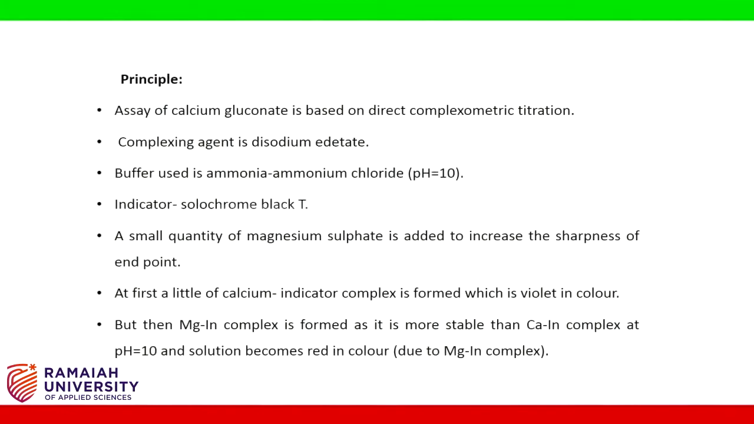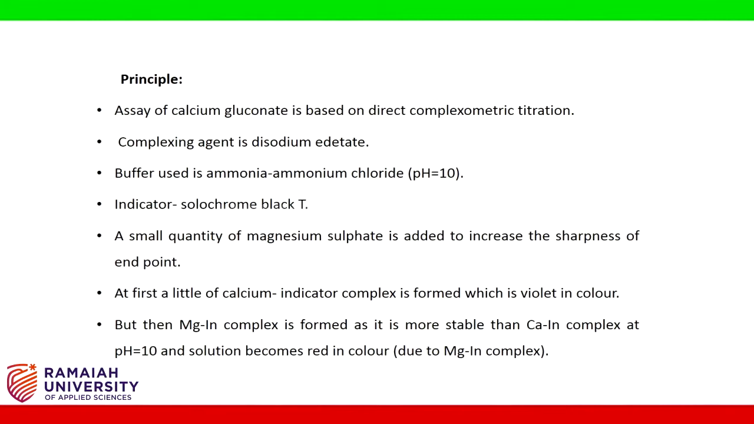Principle: assay of calcium gluconate is based on direct complexometric titration. The complexing agent used is disodium edetate and the buffer used is ammonium chloride to maintain pH 10. Indicator used is solochrome black T. A small quantity of magnesium sulfate is added to increase the sharpness of the endpoint.